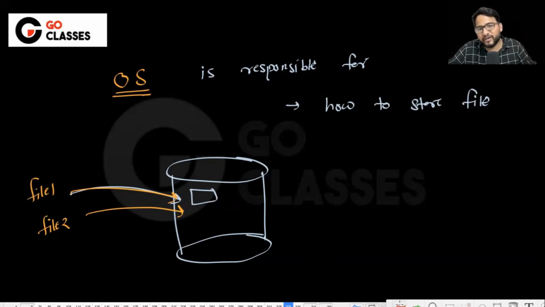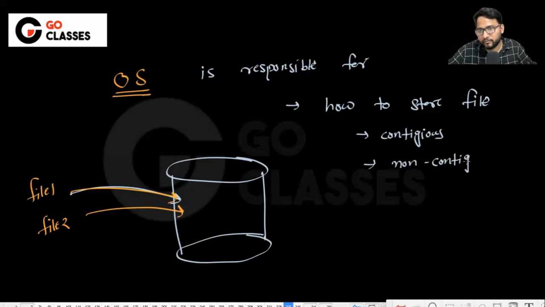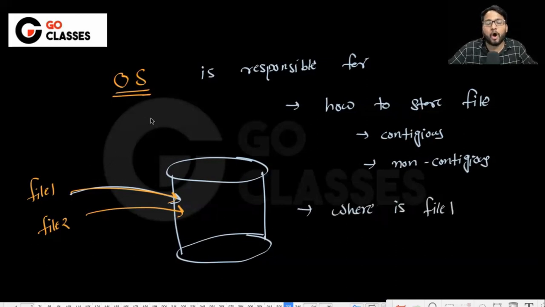There are different file systems that we will study later, but how to store is one of the things that the operating system is responsible for, which means, are you going to store this in a contiguous way, or maybe a non-contiguous way? And where is file one? These kinds of things the operating system is responsible for. Where is file one, where is file two? How big is file one? Directories, inside one directory, you can put multiple files like that. We will study this file system later.